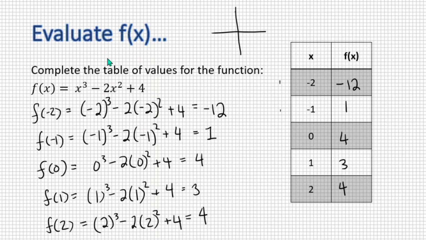So I see I have a point at x equals -2, y is -12. So I'm going to put that way down here, obviously not to scale. I have another point when x is -1, y is 1. When x is 0, y is 4. I'm laughing at my scale.